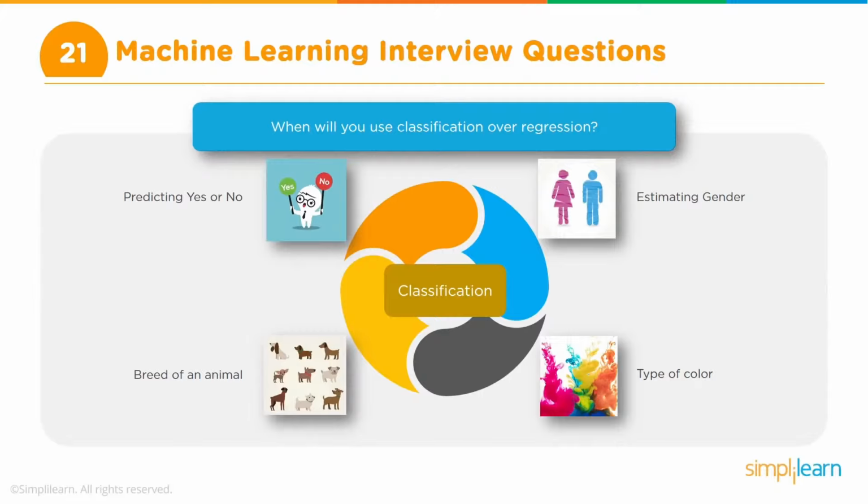One more example is stock price prediction. That is where again you will use regression. So these are the various examples. You need to illustrate with examples and make sure you include those keywords like discrete and continuous.